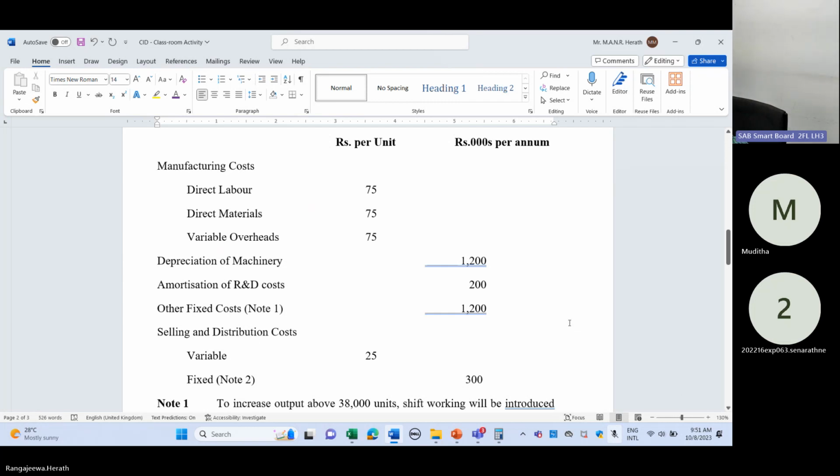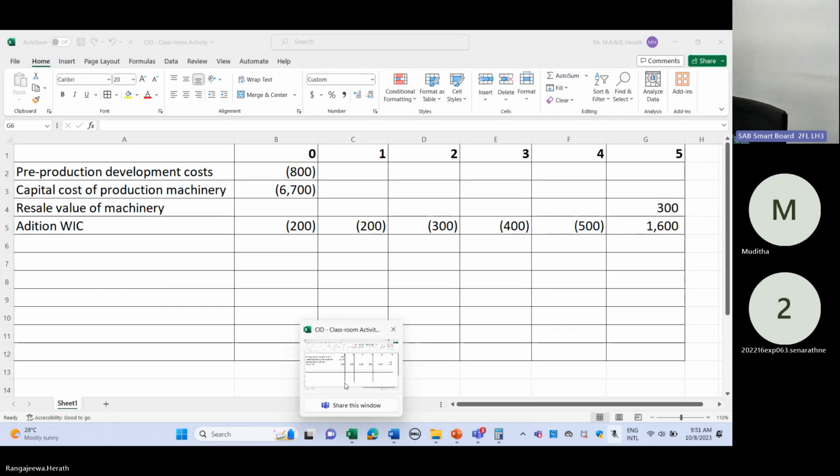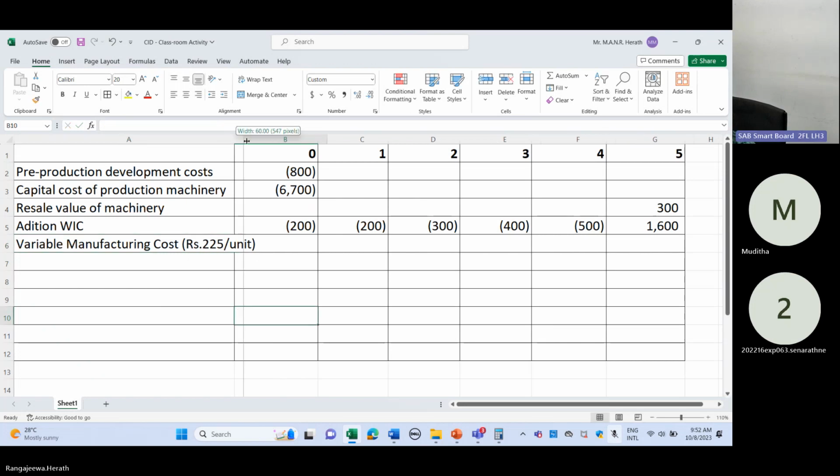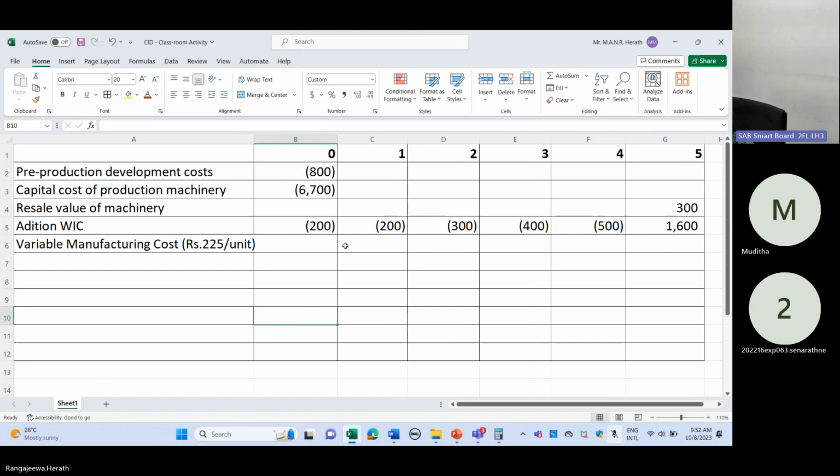Then make a variable cost. I will first take the variable manufacturing cost: 75, 75, 75, which is 225 per unit. Variable manufacturing cost rupees 225 per unit. This is for your understanding, right? You don't need to write all this.